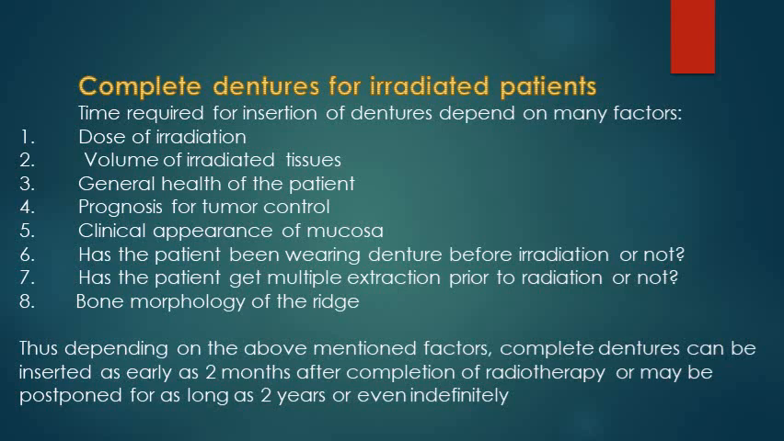A patient comes to you who took a high dose of radiation and the mandible was in the field of radiation. This patient has a thin wiry ridge, knife edge ridge, pale atrophic mucosa. He had multiple extractions before receiving radiation and he never used a denture before.